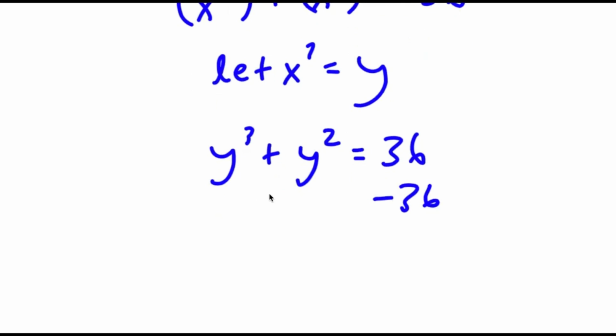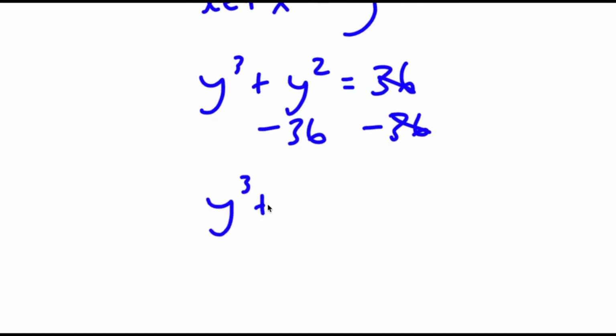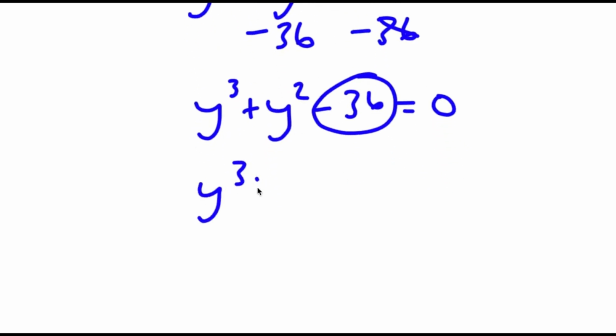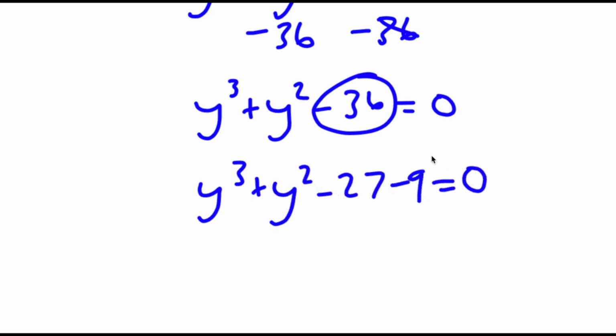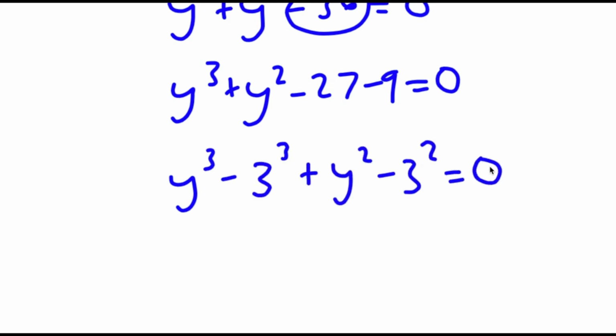Now if I subtract 36 on both sides, these two cancel out, and I get y to the power of 3 plus y squared minus 36 is equal to 0. Now negative 36, I can rewrite this as negative 27 minus 9. And now I can rewrite this as y to the power of 3 minus 3 to the power of 3 plus y squared minus 3 squared is equal to 0.